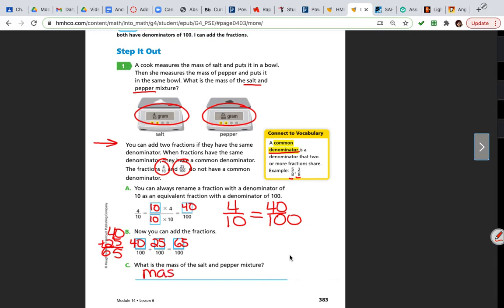So mass is 65/100, and that is in grams. So basically, when you multiply it out by 10, you're just adding a 0 to the numerator and a 0 to the denominator. You can see with 4/10, we added a 0 here and a 0 here by multiplying it by 10.